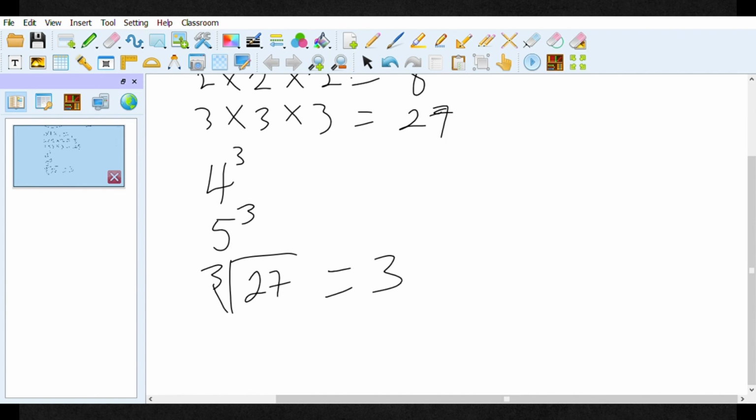Notice that there is a 3 on the sign. In square root, you just write this sign. This sign here means square root, but when we write this sign with a 3 there, it means cube root. Please, we don't write like that. This is not cube root. The 3 has to be there for it to be cube root.